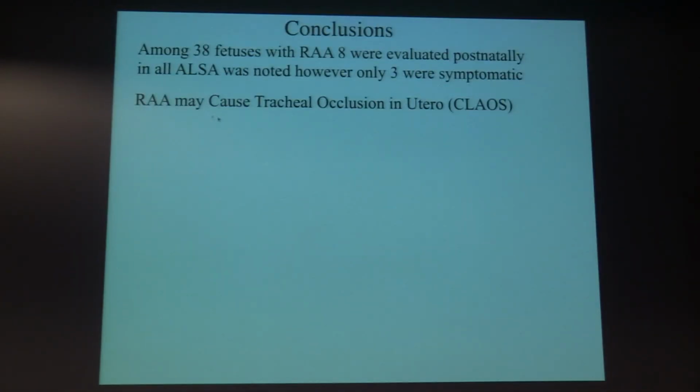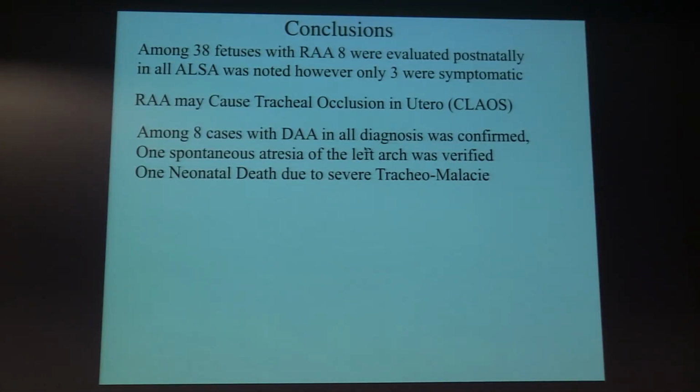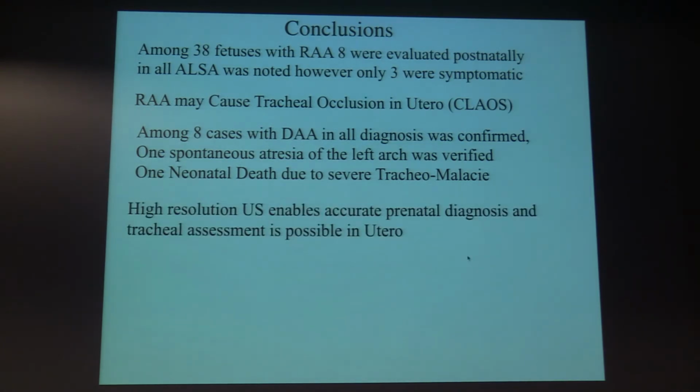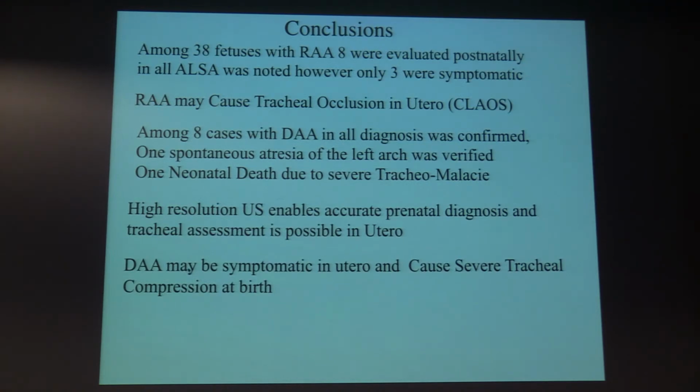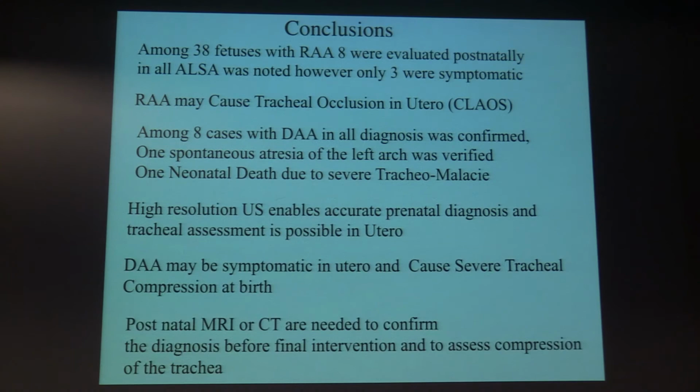Right aortic arch may cause tracheal occlusion in utero. Among 8 cases with double aortic arch, all the diagnoses were confirmed. One spontaneous atresia of the left arch was verified. We had 1 neonatal death due to severe tracheomalacia, in the case that I showed you. High-resolution ultrasound enabled accurate prenatal diagnosis and tracheal assessment. It is possible in utero. Double aortic arch may be symptomatic in utero and cause severe tracheal compression at birth.